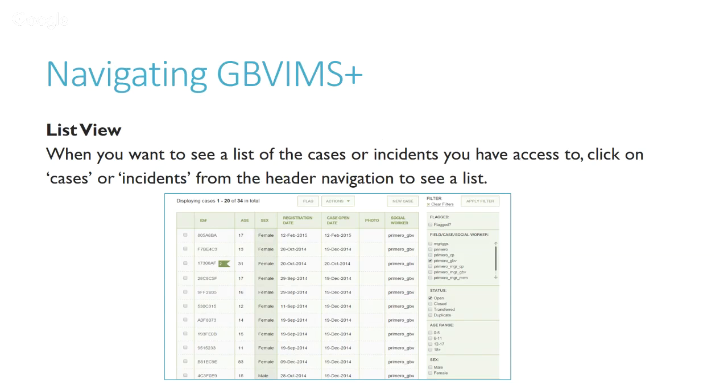Below the header navigation bar, if you click on Cases or Incidents, you'll see the list view. This shows you all the cases or incidents you have access to. This list can be filtered or sorted. You can also click on any ID to look at that case or incident individually.